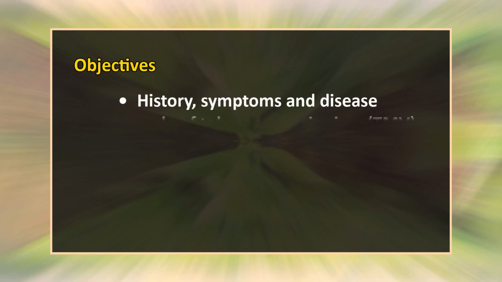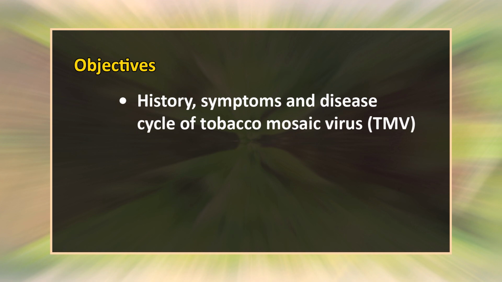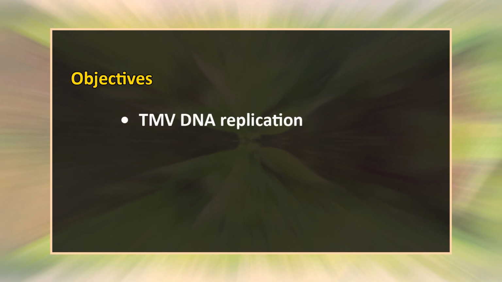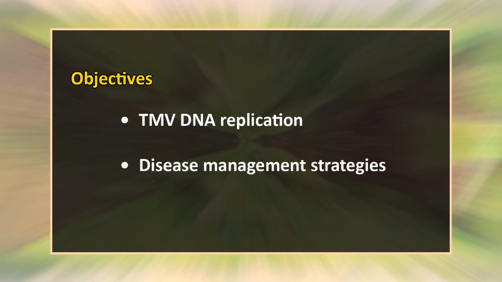The main objectives of today's deliberation are: number 1. To know the history, symptoms and disease cycle of tobacco mosaic virus (TMV). Number 2. To understand different sources of tobacco mosaic virus. Number 3. To know about the structure of tobacco mosaic virus. Number 4. To study mechanism of tobacco mosaic virus DNA replication. And finally, to know about the disease management strategies of tobacco mosaic virus.